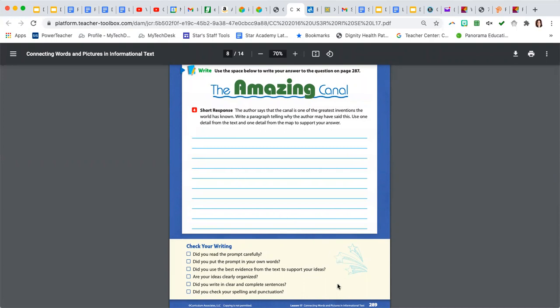And here at the bottom, again, here is your checklist for writing. Did you read the prompt carefully? Did you put the prompt in your own words? Did you use the best evidence from the text to support your ideas? Are your ideas clearly organized? Did you write in clear and complete sentences? And did you check your spelling and punctuation?